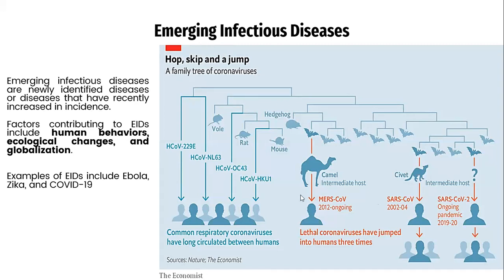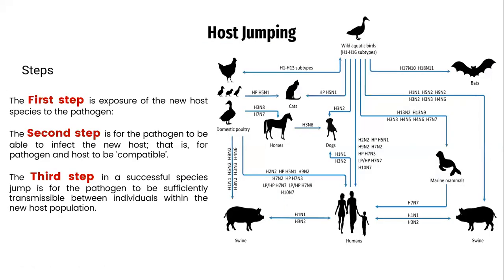So I know for sure for SARS-CoV-2, the receptor is the ACE2 receptor. So the mutation would have allowed that interaction, and then it could spread throughout the population. So this is another example of host jumping and the steps in host jumping.